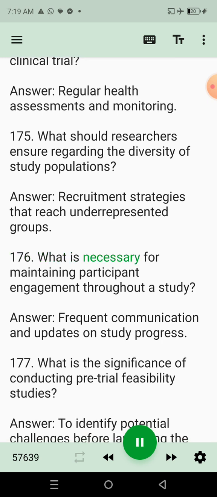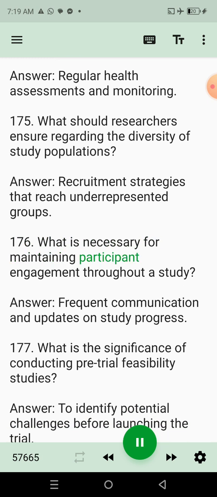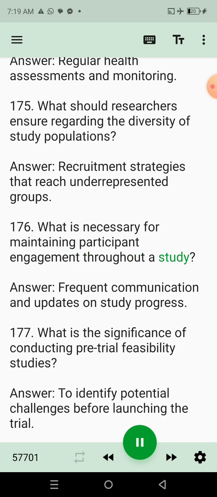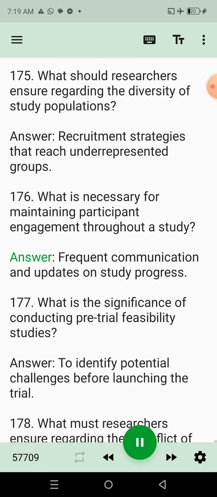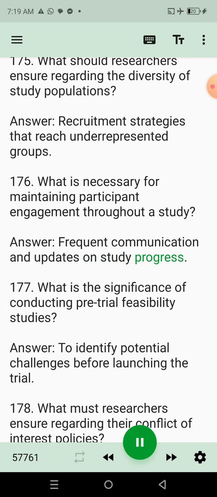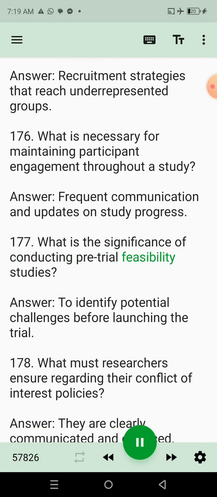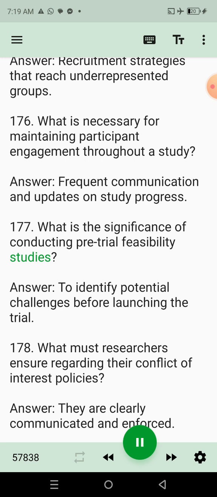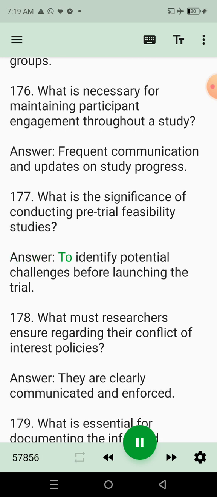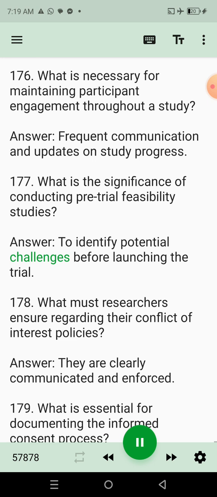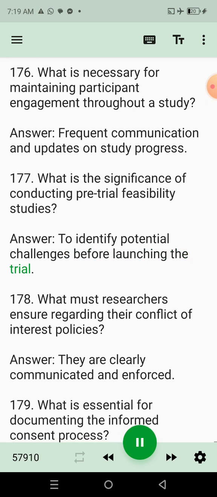176. What is necessary for maintaining participant engagement throughout a study? Answer: frequent communication and updates on study progress. 177. What is the significance of conducting pre-trial feasibility studies? Answer: to identify potential challenges before launching the trial.